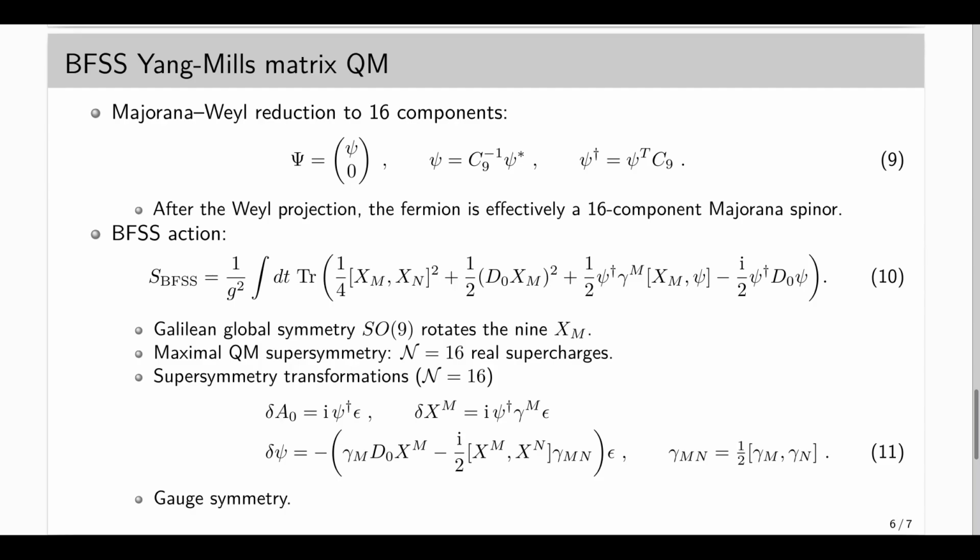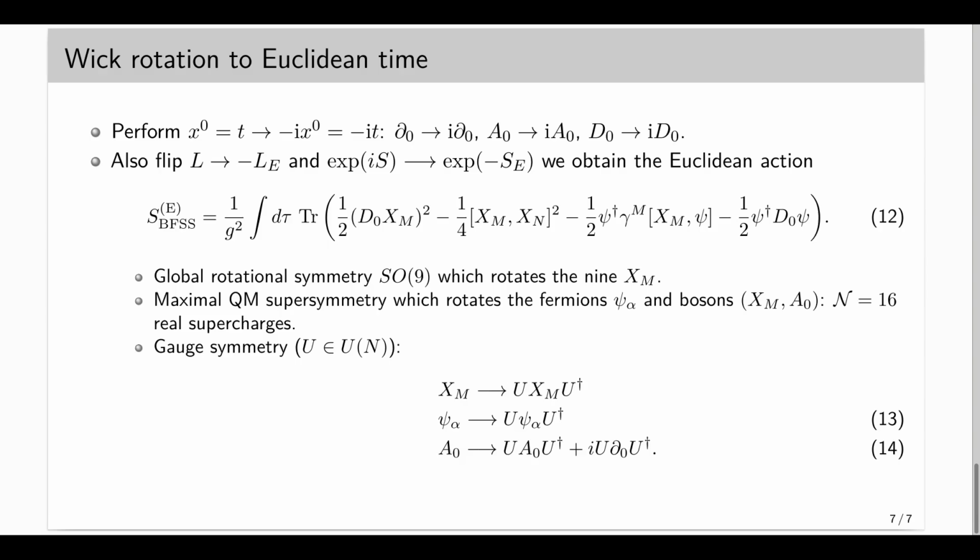When needed, perform a Wick rotation to Euclidean time, t goes to -i tau. This renders the bosonic sector positive definite while preserving SO(9) and the 16 supercharges. Correspondingly, the Feynman probability amplitude turns into a Boltzmann weight. The Euclidean formulation is the one used on the lattice in conjunction with the Monte Carlo method.